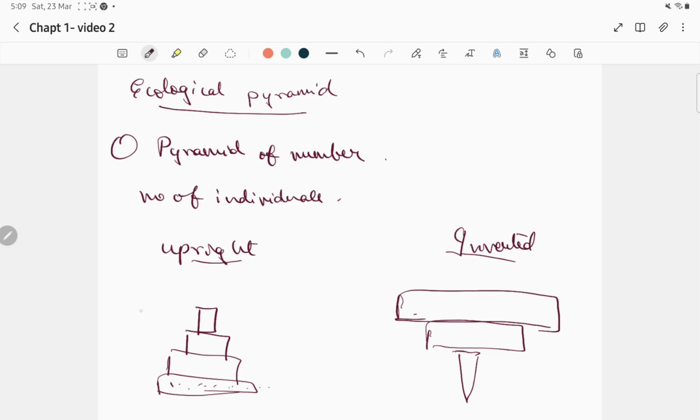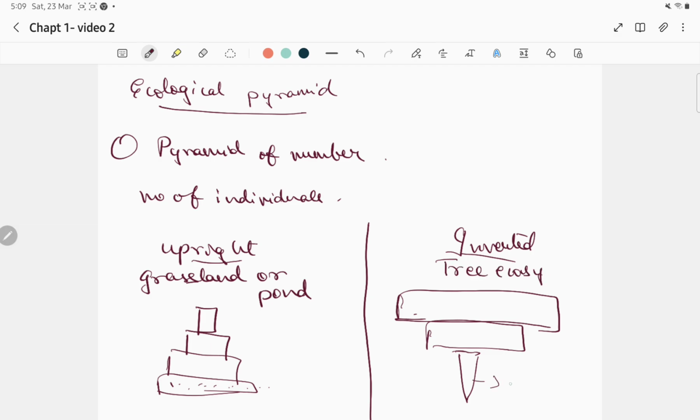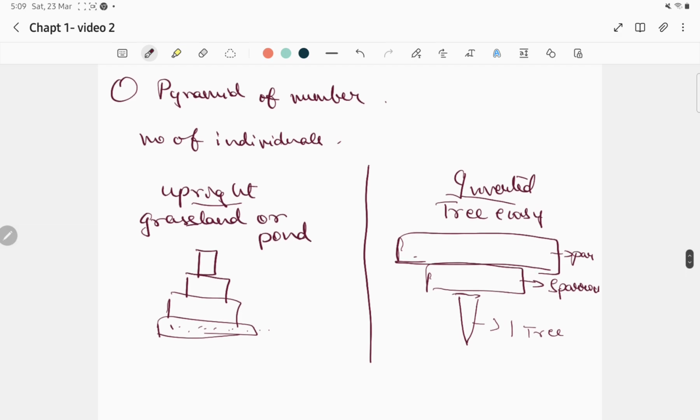In upright, the example is grassland or pond ecosystem. Whereas inverted, an example is the tree ecosystem, where a single tree is there. On that one tree we can see many sparrows, many birds staying in, and in each bird there can be many parasites or lice residing. So this is an example for tree ecosystem.